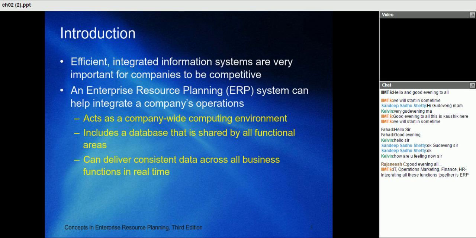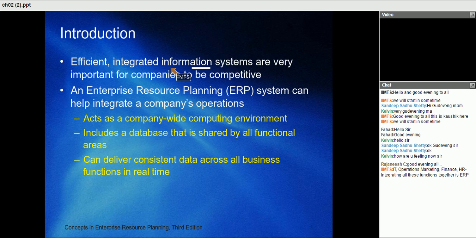As you can see on the board, efficient integrated information systems are very important for companies to be competitive. An enterprise resource planning system can help integrate a company's operations and acts as a company-wide computing environment. It includes a database that is shared by all functional areas, and it can deliver consistent data across all business functions in real time.